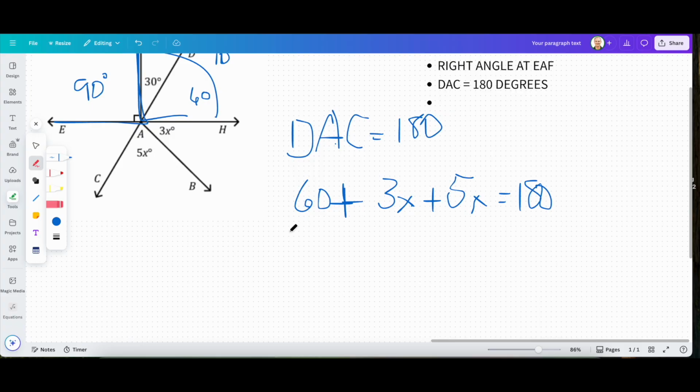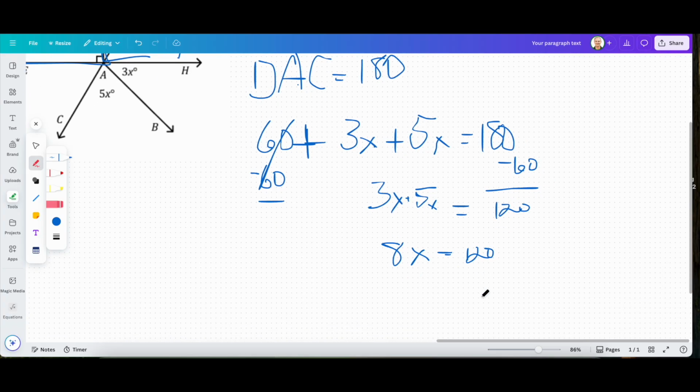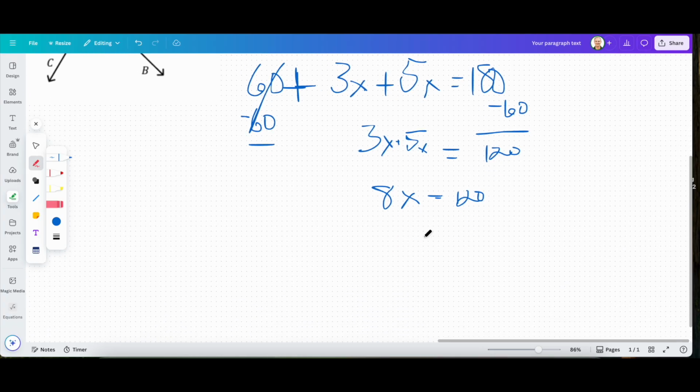So the first thing I'm going to do is subtract 60 from both sides. And since both of these are variable times x, I can combine them. So I can make 8x is 120. And now I can divide each side by 8.